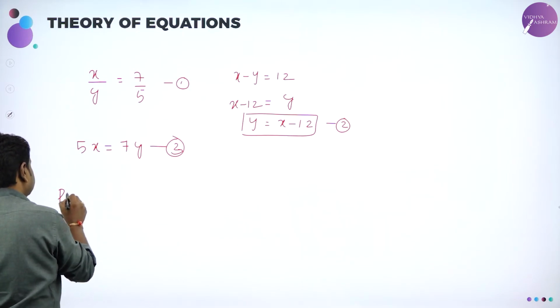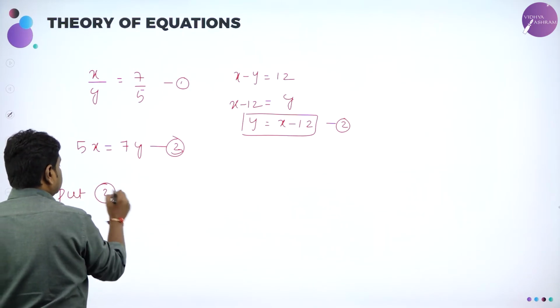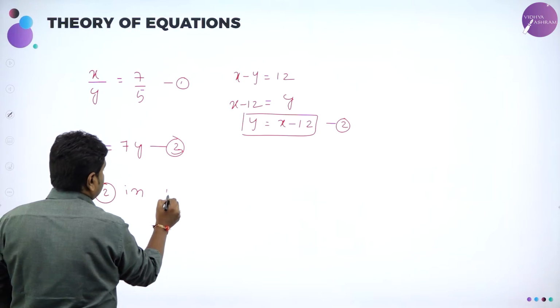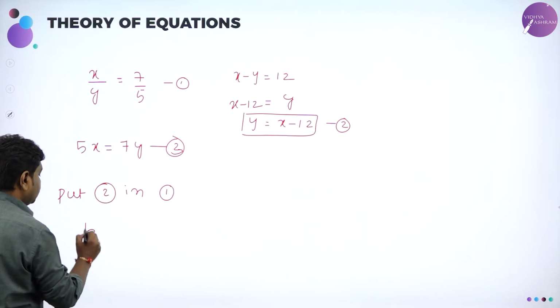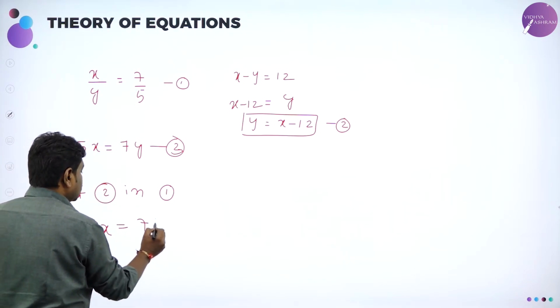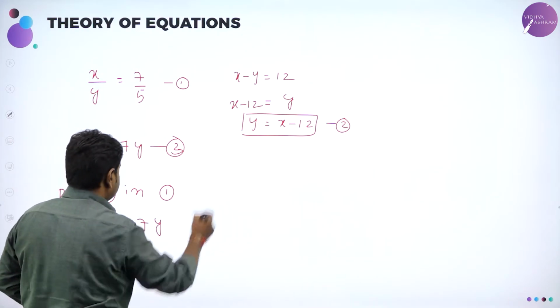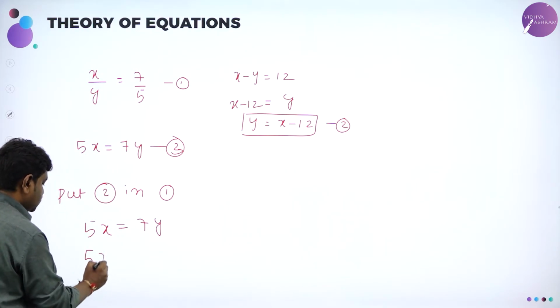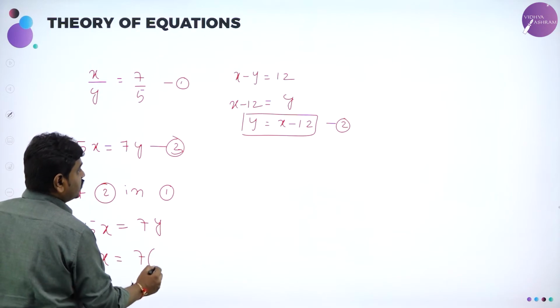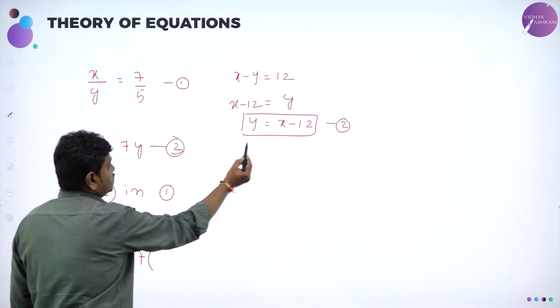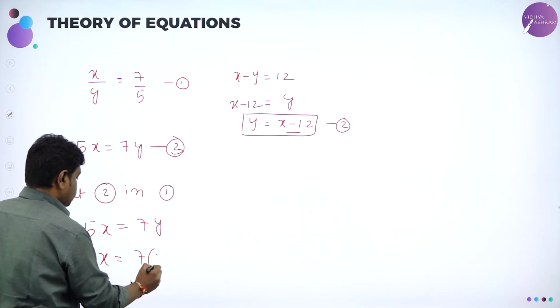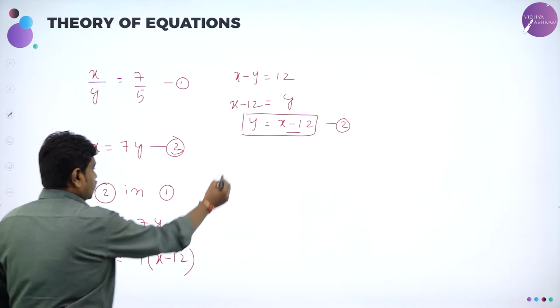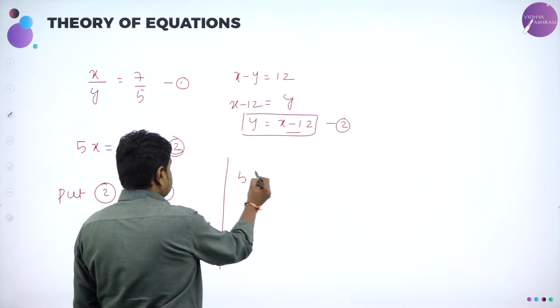Now put equation 2 in equation 1. So what is equation 1? 5x is equal to 7y. In the place of y, I'll put x minus 12. 5x is equal to 7 into x. So what is the y value? y is x minus 12. x minus 12. Now we'll rearrange it.